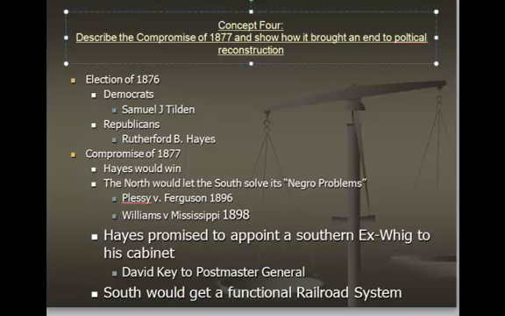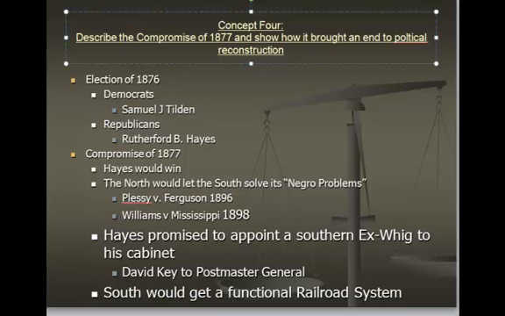Third, Hayes promised to appoint a leading Southern ex-Whig to the cabinet. So this is another part of the compromise of 1877. This part of the compromise was fulfilled by David Key of Tennessee, who was appointed Postmaster General.